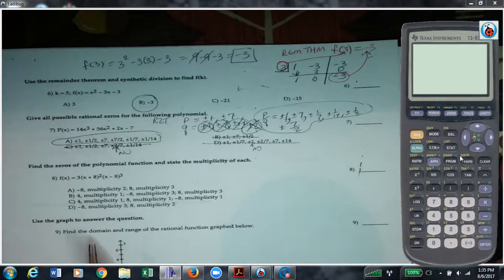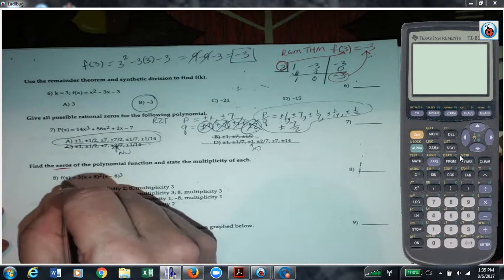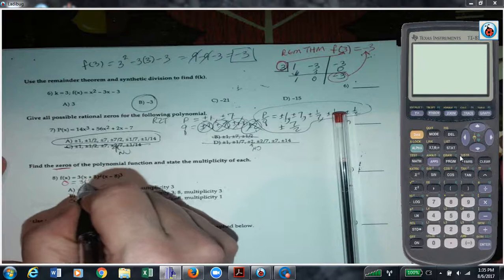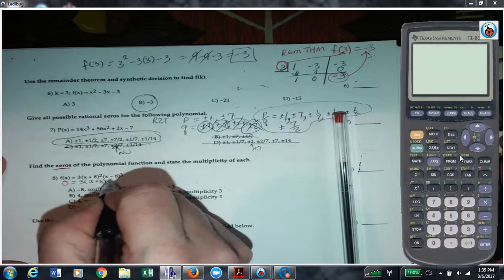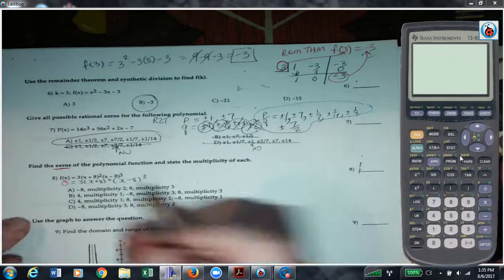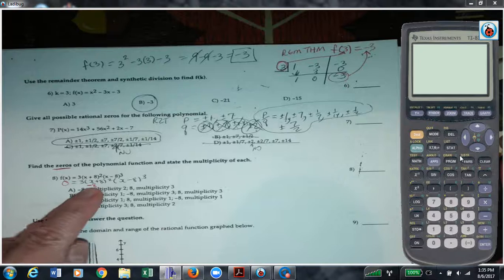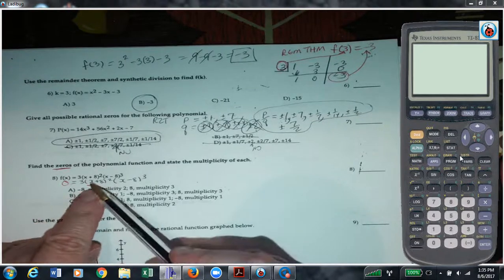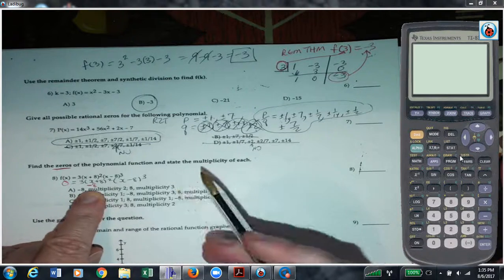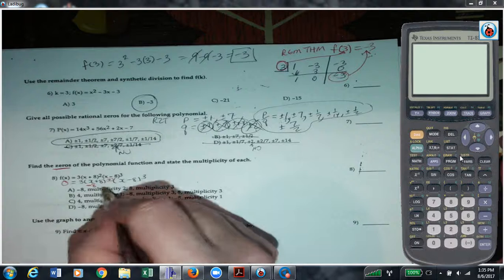Find the zeros of the polynomial function and state the multiplicity of each. Okay. What is a zero? It's any value of x that makes this equal to 0. So we can see clearly here that -8 is a 0, because if I plug in -8 for x, that's going to make this 0, and so the whole thing will be 0. So -8 is a 0, and its multiplicity is 2.